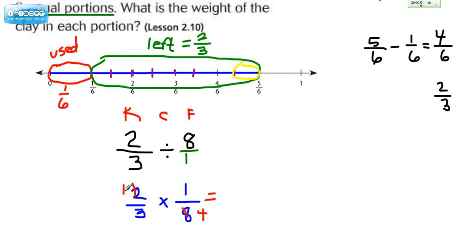So let's finish up. 1 times 1 is 1, and 3 times 4 is 12. Now let's look at our little chunk and ask ourselves, is this 1/12? If I were to break these little chunks down, are we talking about 12, are these twelfths? And the answer to that question is yes. So this value that I have in yellow is equal to 1/12.